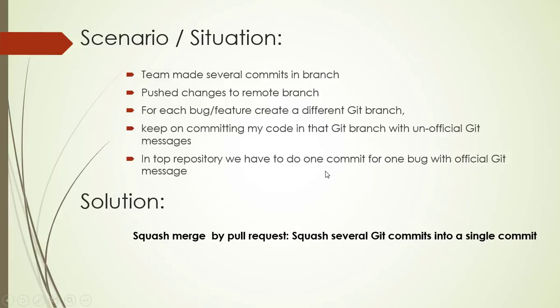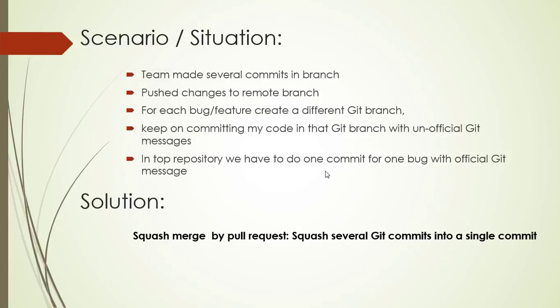I'm having a scenario over here. The team has made several commits in one of the branches, so they have different features. They have done some code fixes, and after that they have committed the changes. Let's say this is the team B branch; they have made the changes, then they have pushed the changes into the remote branch. For each bug or feature, they have created different git branches and committed in the same branches. So they have done several types of commits.